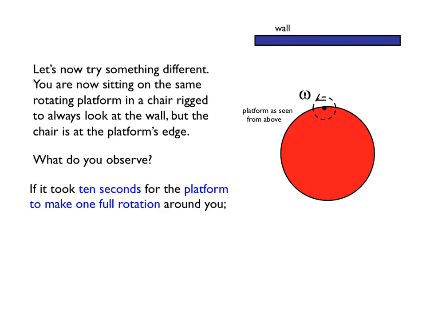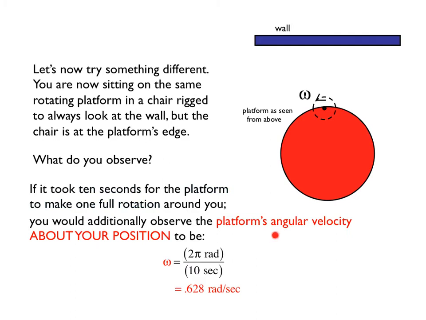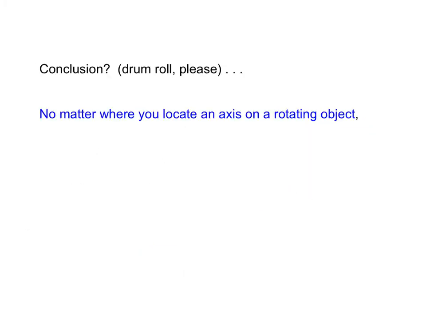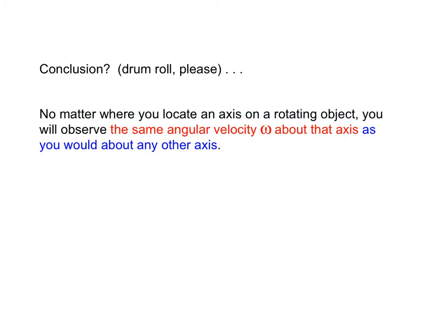So again, if it took 10 seconds to execute that rotation, its angular velocity about that axis will be 2 pi radians, that's the angular displacement it executed during the time interval, divided by 10, or 0.628 radians per second. In short, no matter where you're sitting on a rotating object, the material of the object will be rotating around you, and its angular velocity will be the same as would be the case if you were sitting at any other place on the object.